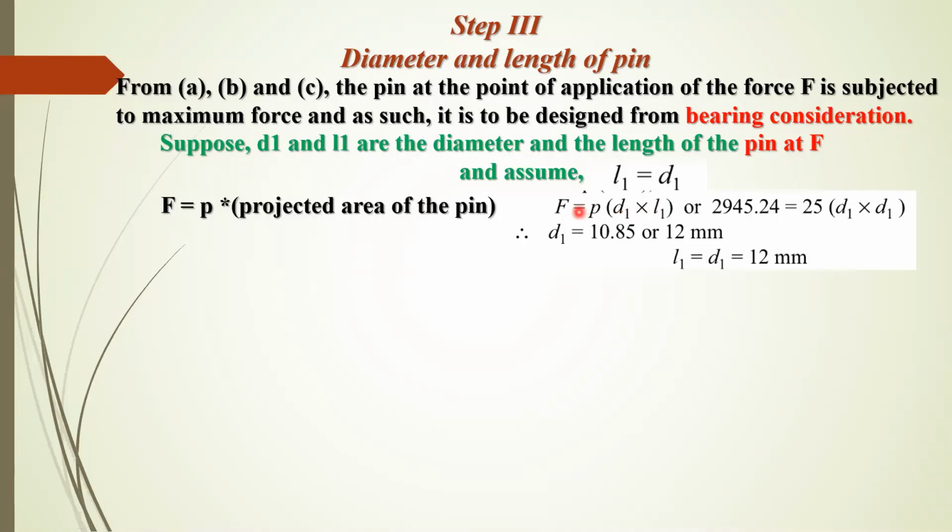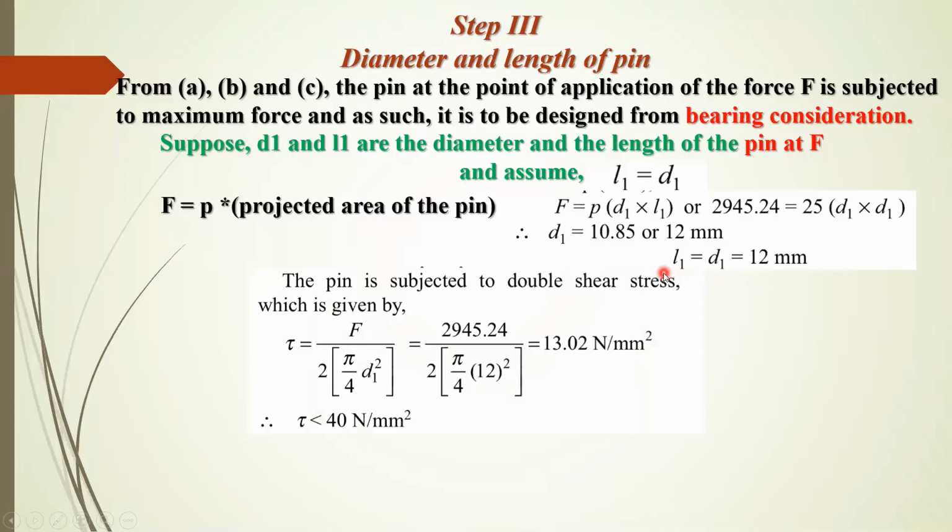F is known to us, and P is given in the problem. So we have to calculate D1 and L1. We are assuming here D1 is equal to L1, so D1 into D1 will be there. Ultimately by solving this, we get the diameter of the pin D1 equal to 10.85, so approximately it is 12 mm. So the length and diameter of the pin is 12 mm from step number 3.